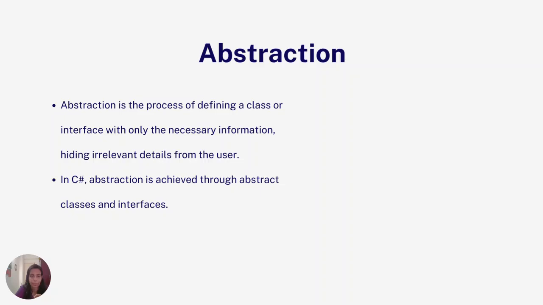Now let us discuss the next concept called abstraction. Abstraction is a process of defining a class or interface with only necessary information, hiding the irrelevant details from the user. And how is this achieved? It is achieved through abstract classes and interfaces. So, for example, if you're using a mobile phone, the person who is using it does not need to know how a mobile phone is implemented. They do not need to worry about the internal mechanism of a mobile phone, right?